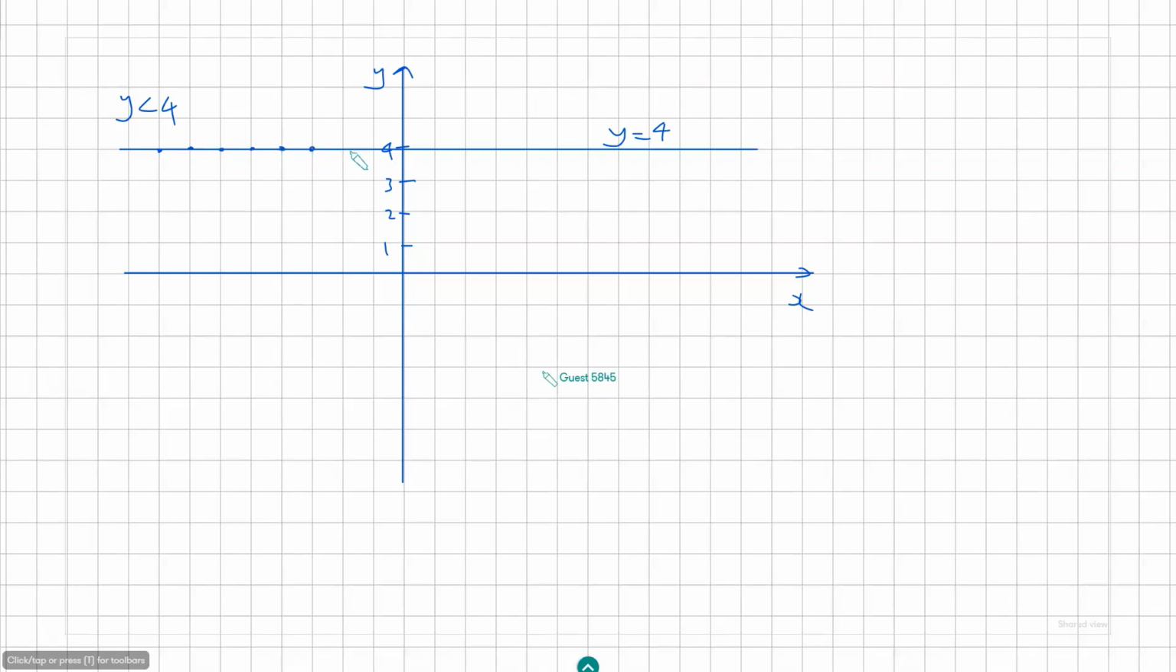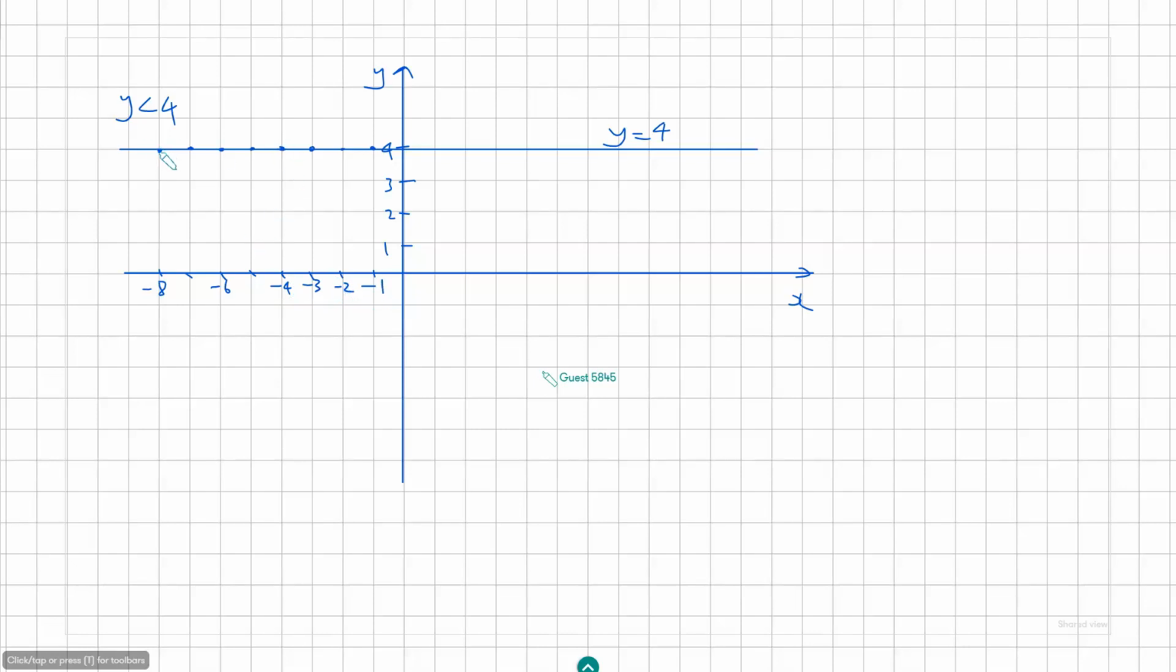X plus y equals 4. No, less than 4. You will find that the y coordinate is 4, right? Like for example, let us mark a few points: 1, 2, 3, 4, 5, 6, 7. This is minus 8, minus 6, minus 4, minus 3, minus 2, minus 1.